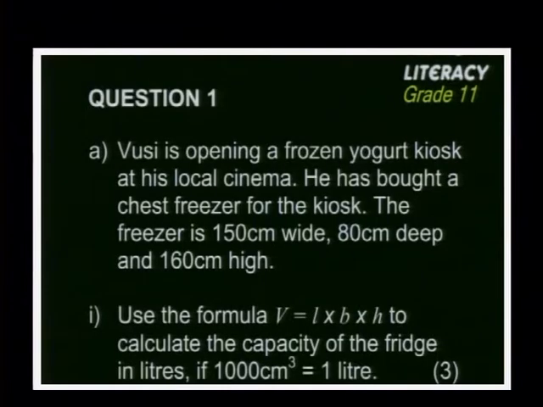Right, I think we've done all the definitions. Let's go through and answer some questions. So, question 1, we look at Vusi. He's opening a frozen yogurt kiosk at his local cinema. He has bought a chest freezer for the kiosk. The freezer is 150 centimeters wide, 80 centimeters deep, and 160 centimeters high.